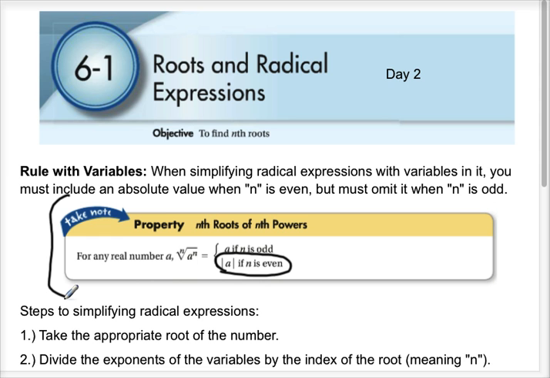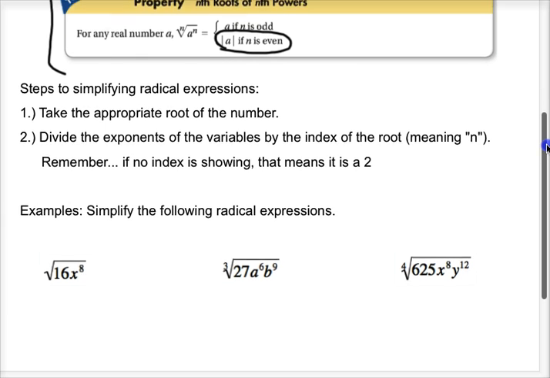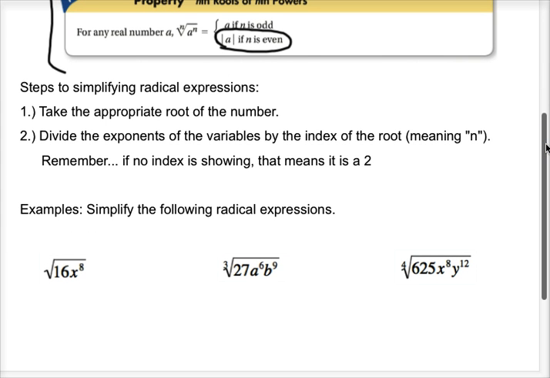With variables, you don't know if you're talking about a positive or negative number. To ensure that we're talking about positives with those even roots, that means we need to take that absolute value. All right? Now, aside from that little caveat, it's actually not too difficult to solve these problems.